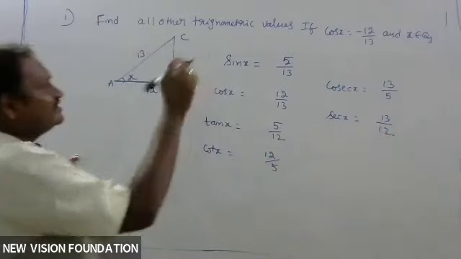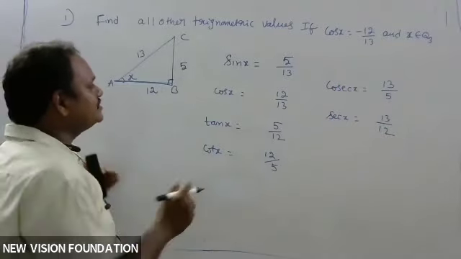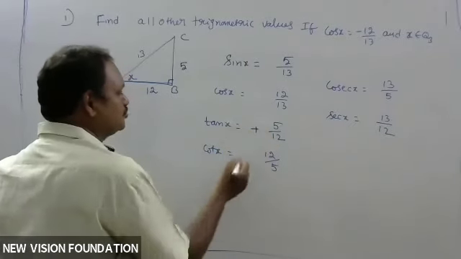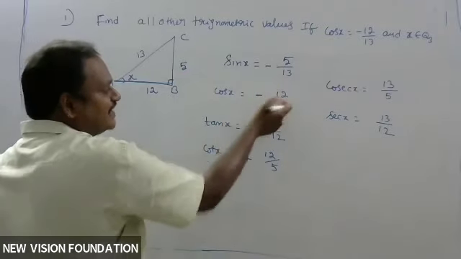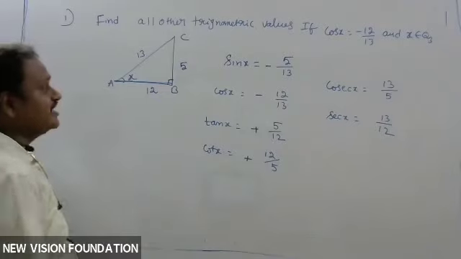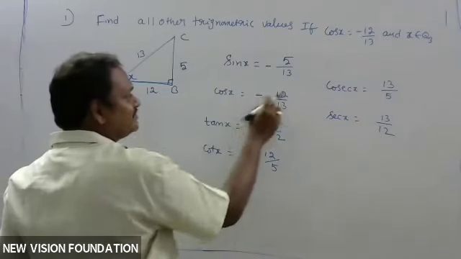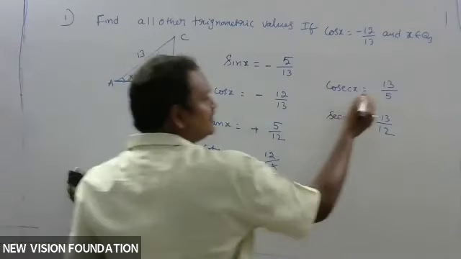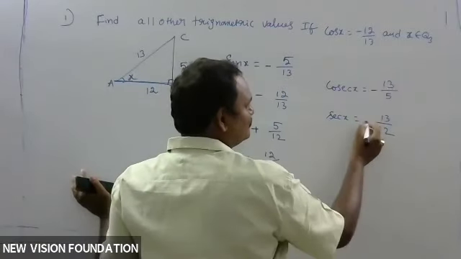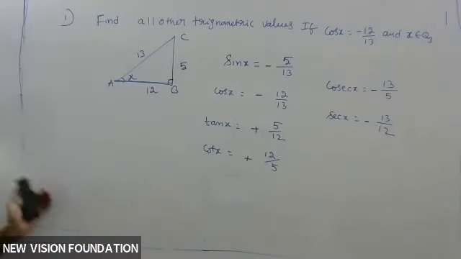Now, my dear students, they have given that x is in the third quadrant. That's why tan x and cot x are positive, and the remaining are negative. Cos x is negative, that's why they gave cos x as minus 12 by 13. And sin x in the third quadrant is also negative, that's why minus 5 by 13. Tan x is positive, cot x is plus 12 by 5. Cosecant x is negative, minus 13 by 5. Secant x is minus 13 by 12. Like this, beautifully we can get the solution of this particular problem.